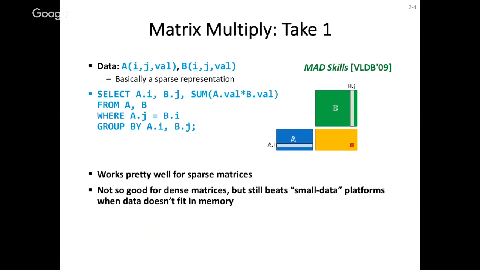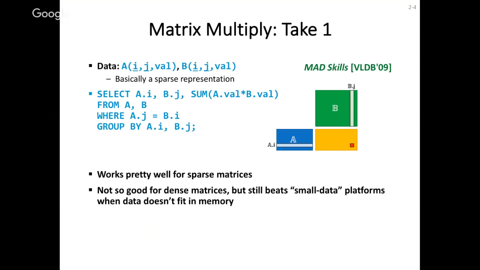If you want the element in the result matrix at ij, this basically amounts to looking at all the elements in matrix A with row number I, and all the elements in matrix B with column J. And you basically pair them up and multiply them and then you just sum up the total, and that gives you the exact value for that output element.